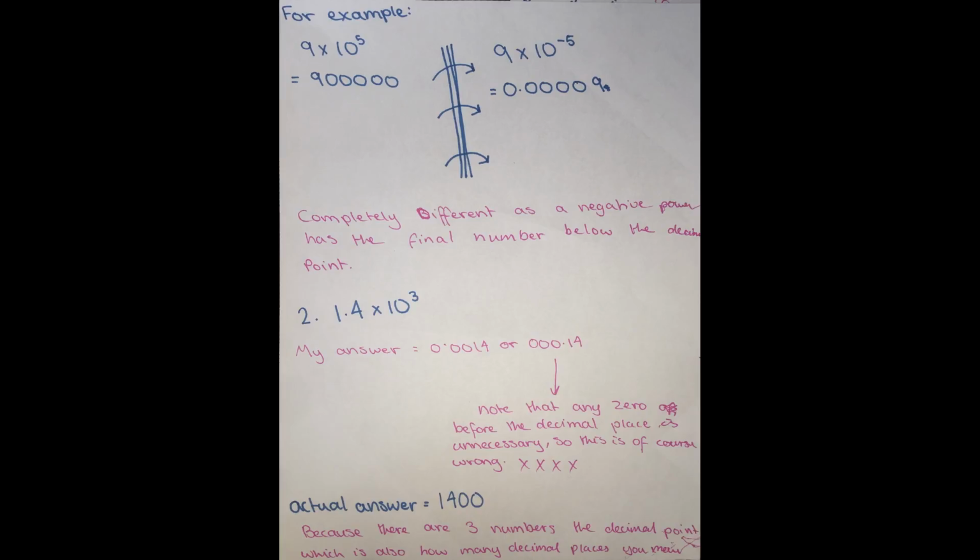As I said before, 10 is sort of like a 0. So the power of 3 is how many places are after the decimal point. So it would be 1.400. You fill in the gaps. But the answer I got was 0.0014 or 0.14. Note that any zeros before the decimal place are unnecessary.